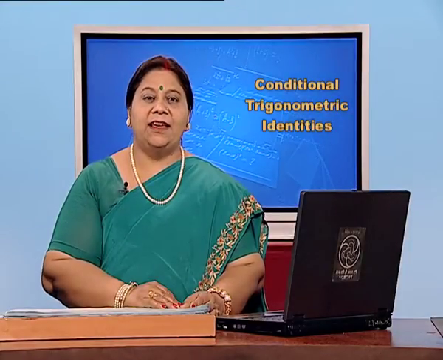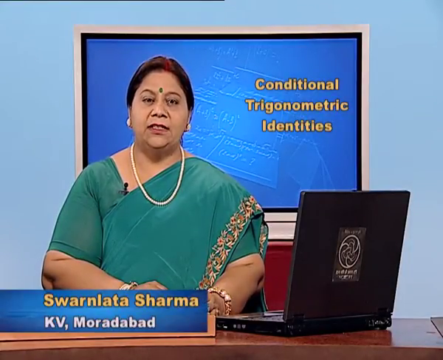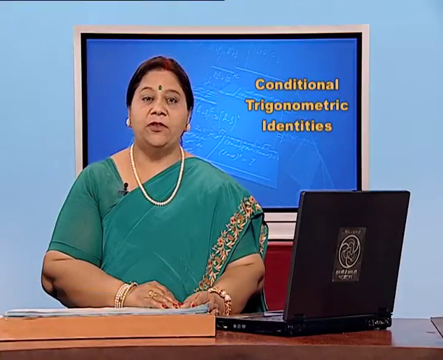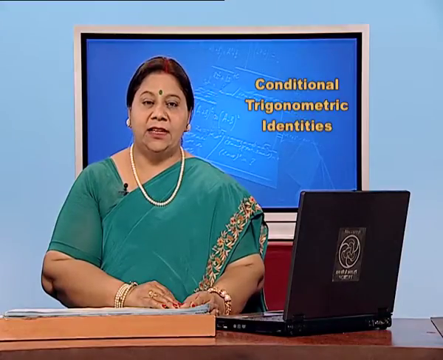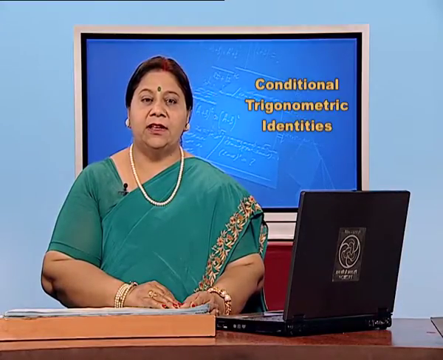Hello students, in the previous session we have discussed many trigonometric identities which were true for all values of the angles involved. In this session we intend to discuss those identities where certain relationship exists among the angles involved. Such identities are identities in the sense that they hold for all values of the angles which satisfy the given conditions among them, and hence they are called conditional identities.